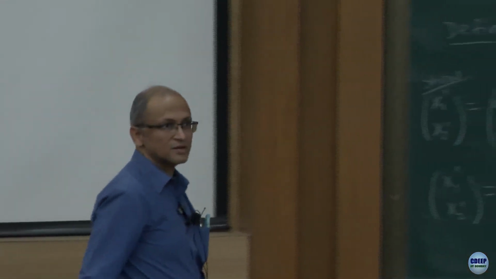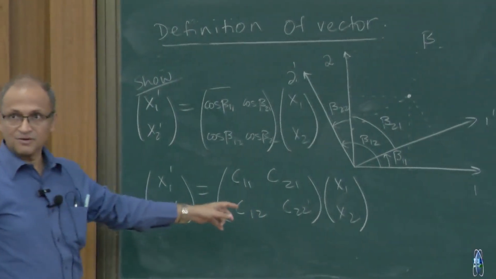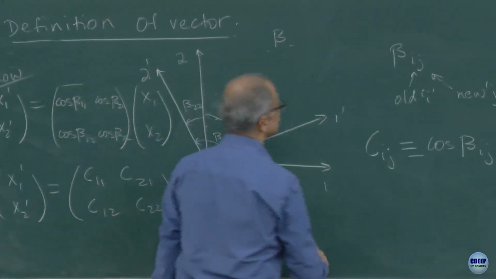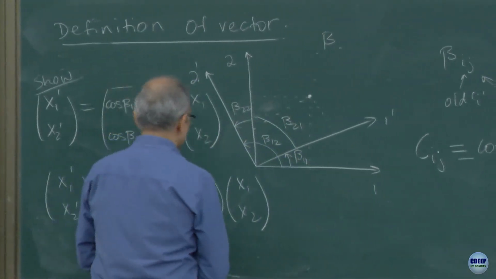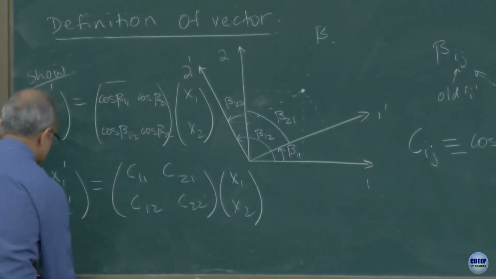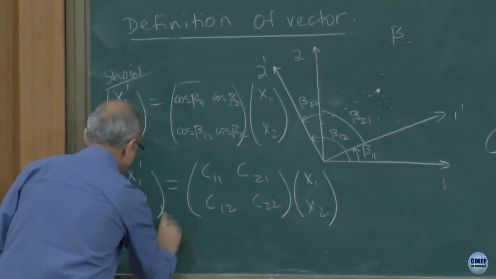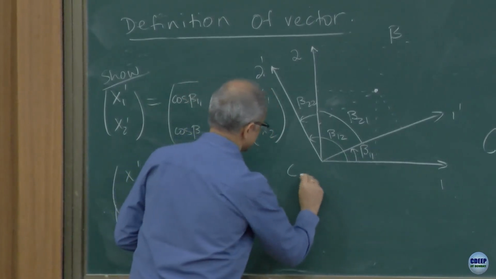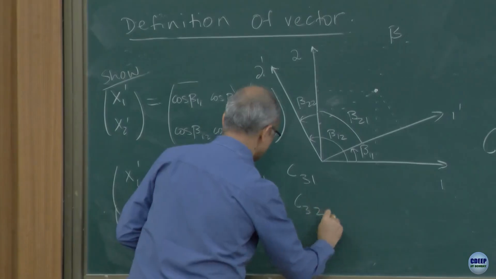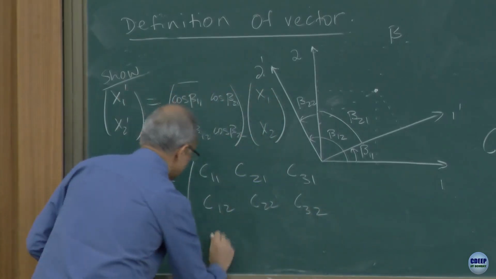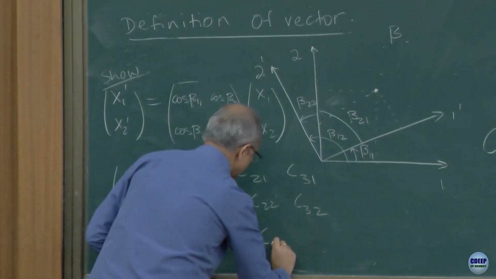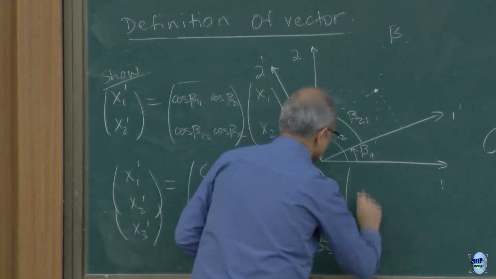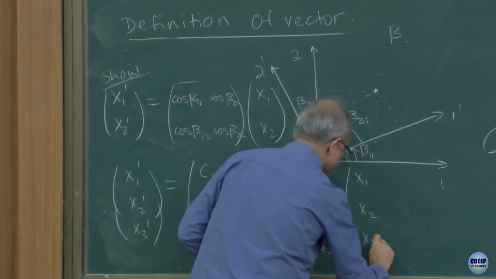Using the C's has made my life so much easier, and it is nothing but defined as cos of these beta angles. Now if I want to generalize it to 3D, I will write it out with the C's. The terms that come here are C31, C32, and then here I will get C13, C23, and C33. And this is going to be X1, X2, X3.